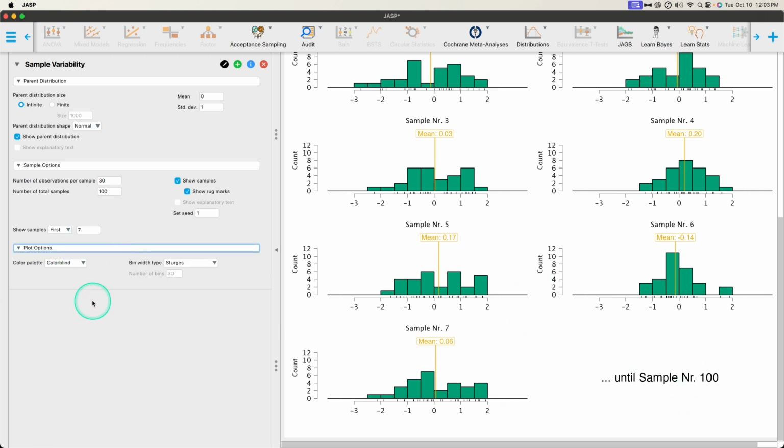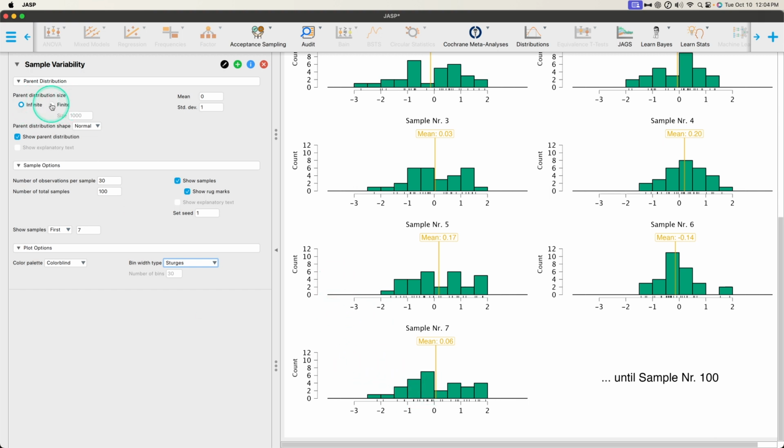And then plot options: colorblind is the default, but you have the alt, Viridis, ggplot2, and gray, with the sample bin width of Sturges. If you change this to manual, you can set your bin width amount, or number of bins, I should say, sorry. But here's the rub with the sample variability.